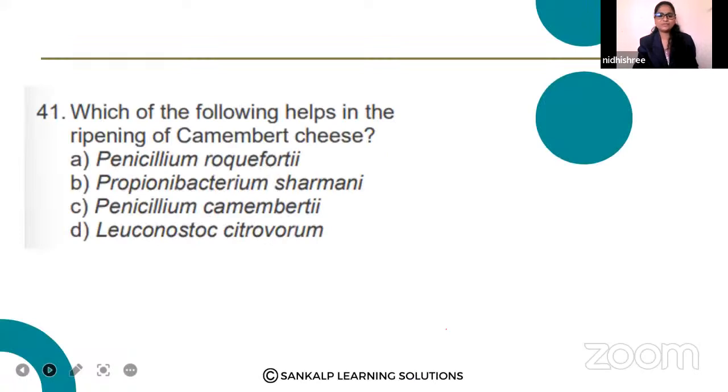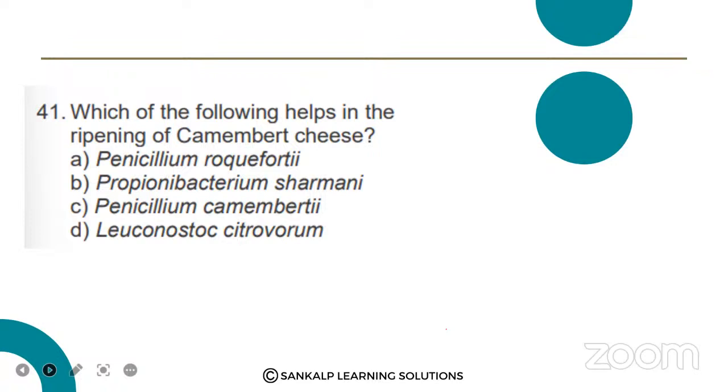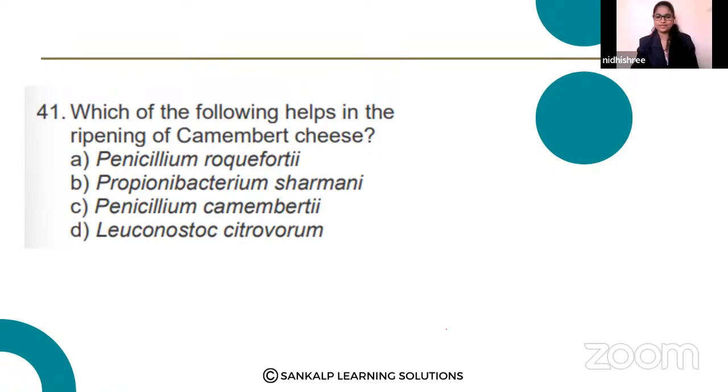Which of the following helps in ripening of Camembert cheese? Option A, Penicillium roqueforti. Option B, Propionibacterium shermani. Option C, Penicillium camemberti. Option D, Lignostic citrovorum. Option B, ma'am. Okay. Shashi answered option C. Pushpalata voted for option B.